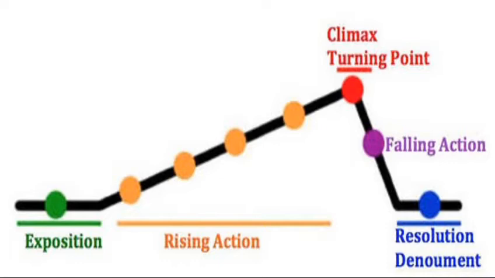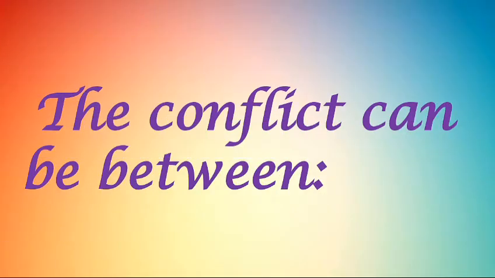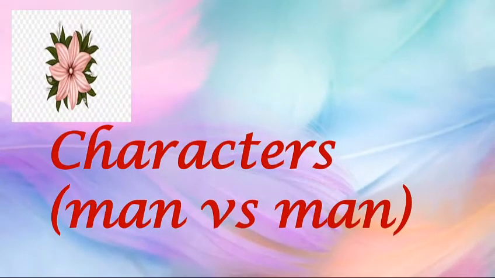Take a look at this diagram. Immediately after the exposition, you find the rising action leading to the climax. The rising actions here are marked with yellow. Then the conflict in the text can be between characters, that is, man against man. Here, the protagonist has a problem with another character or characters.